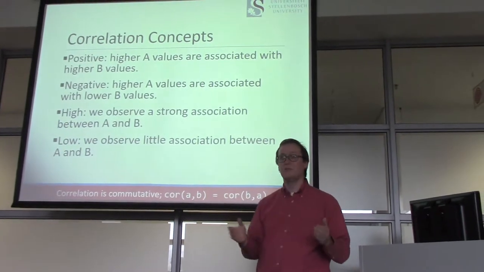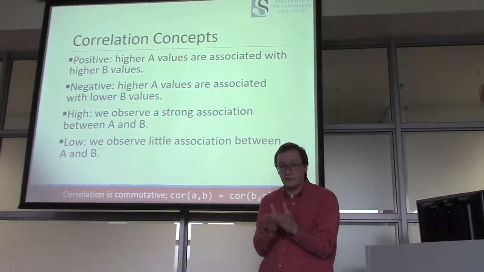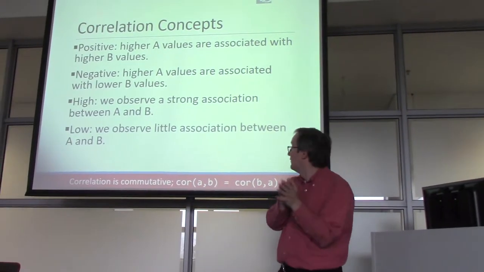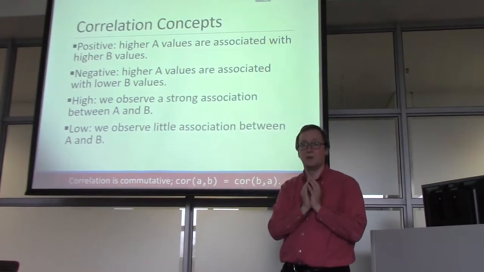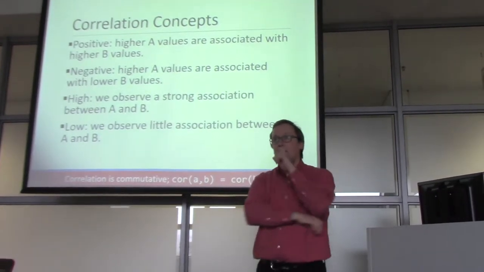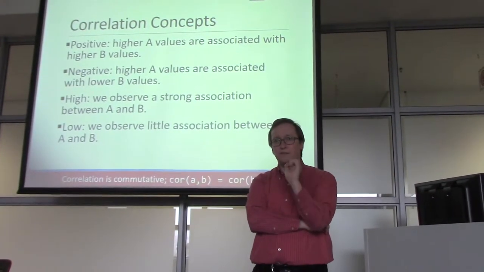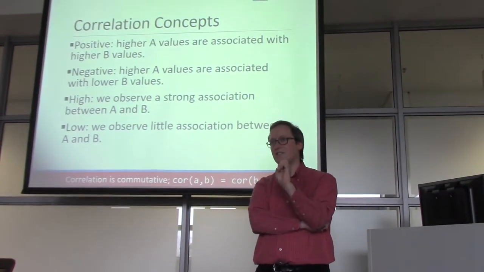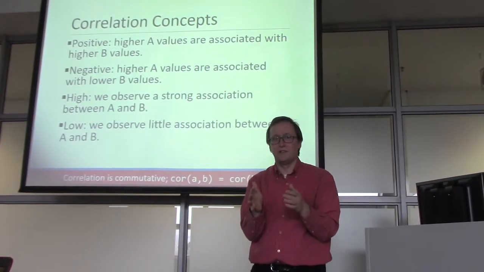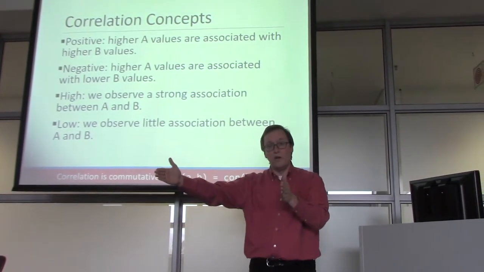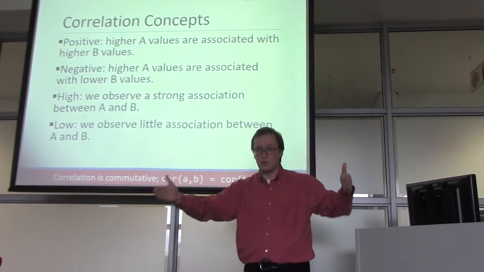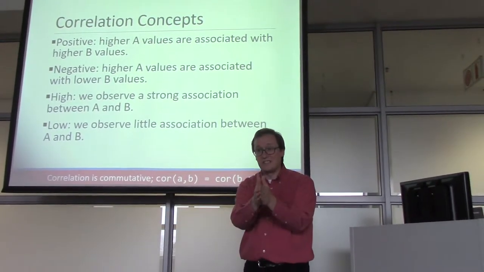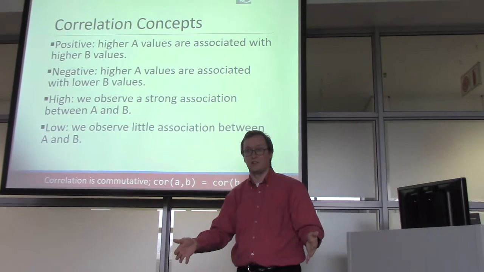A high correlation means that we observe a strong association between A and B. A low correlation coefficient means that we have very little association between A and B. So to see a correlation value of 0.5 is not to say no correlation, it's to say it's a tepid correlation. We think of values close to 1 or negative 1 as strong correlations, a high degree of correlation. It's the values close to 0 that indicate that there's almost no relationship.